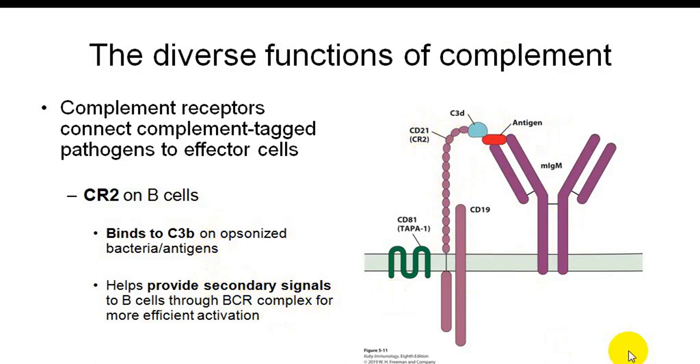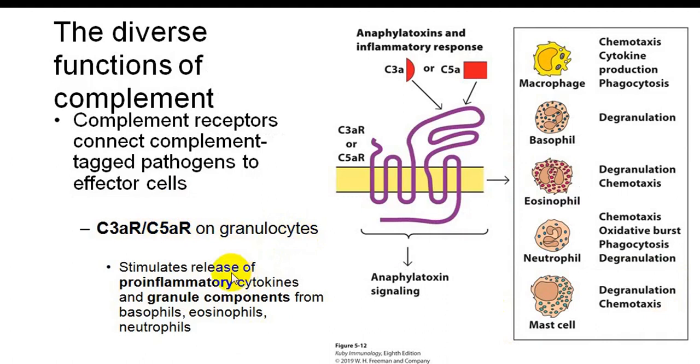The C3a or C5a receptor on granulocytes stimulates the release of pro-inflammatory cytokines and granule components from basophils, eosinophils, and neutrophils. They themselves are anti-helminthic as well as anti-pathogenic. So it regulates the anaphylatoxin or inflammatory signaling pathway.